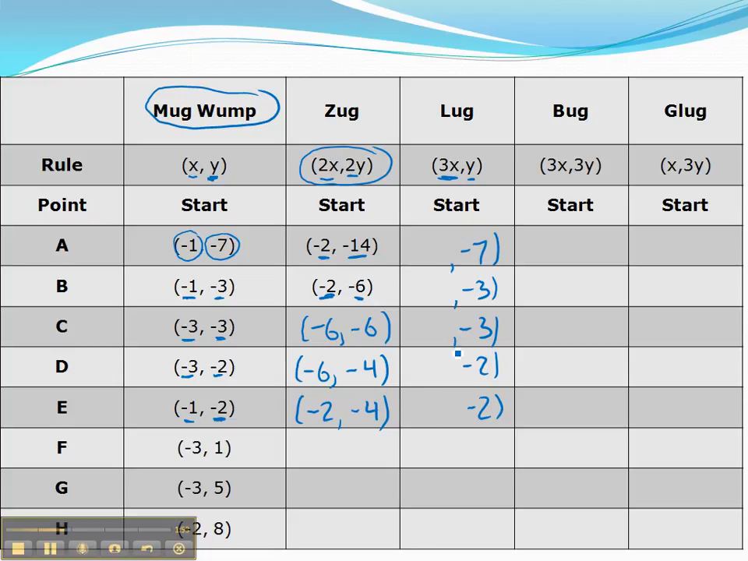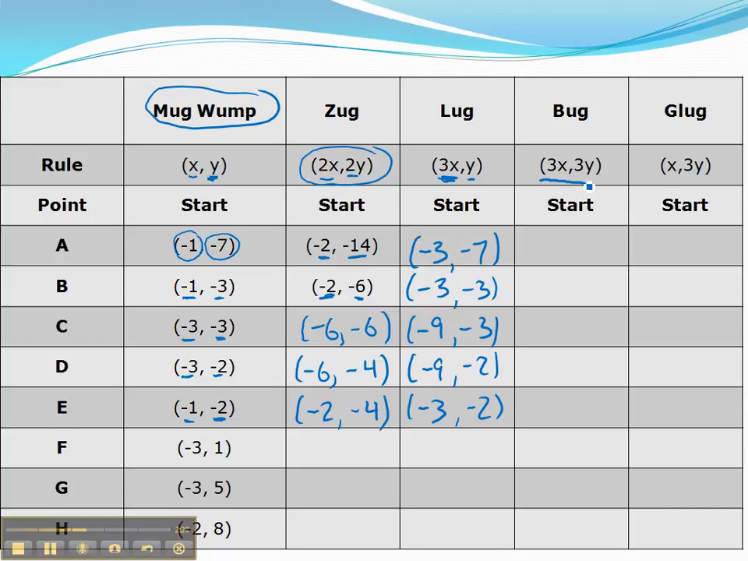We just need to calculate the x coordinate for Lug, which will be 3 times the x coordinate for Mugwump. So for point A, we have -1x, so times 3, that would be -3. For point B, same thing, -1 times 3 is -3. For point C, -3 times 3 would be -9. Point D, -3 times 3 again, -9. And point E, -1 times 3 would be -3. Just use that same method to fill in the column for Lugwump.